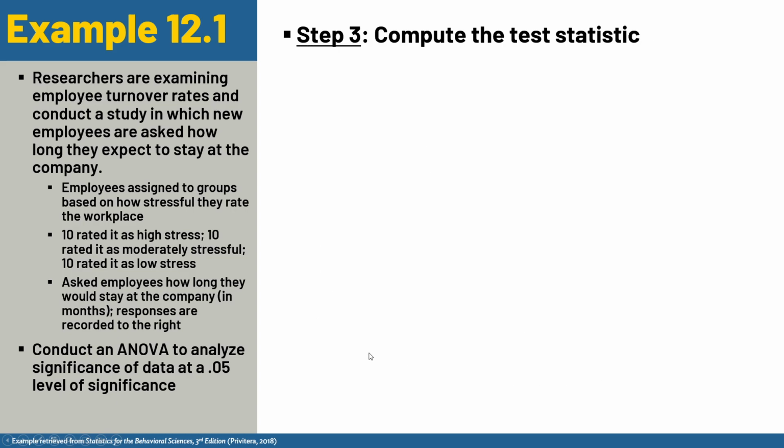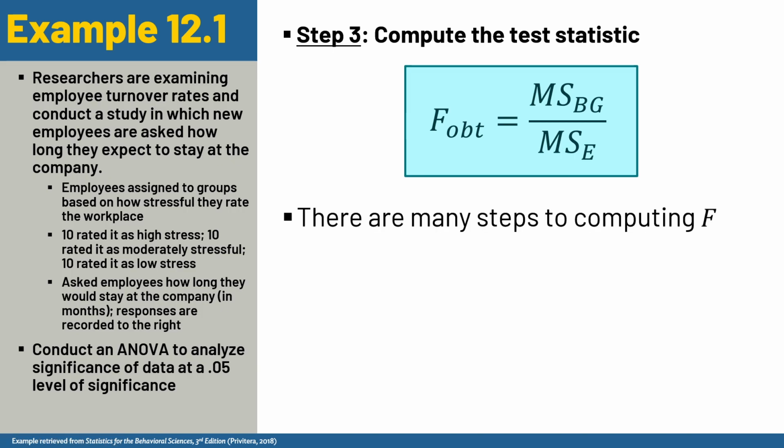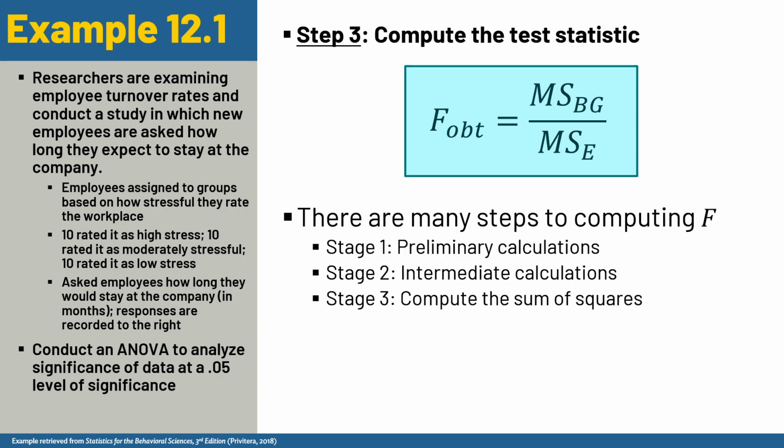So next we're going to compute the test statistic. This is a simple formula. However, to obtain these two values, we have some work to do. And so, I hate to say it, but there are a lot of steps at this point. Specifically, we have 4 steps in order to finish this analysis: preliminary calculations, intermediate calculations, sums of squares, and then completing the F table. So let's just walk through those one by one.